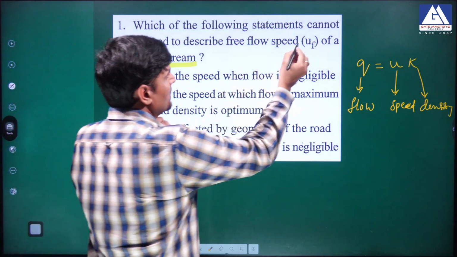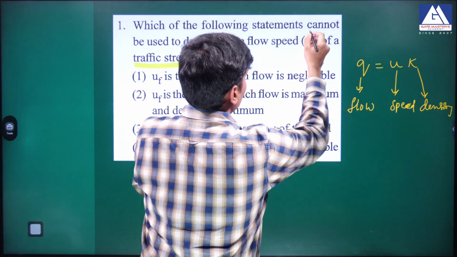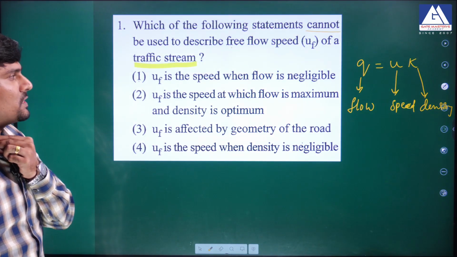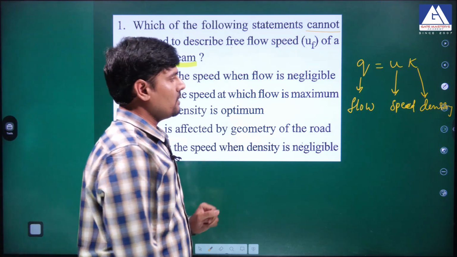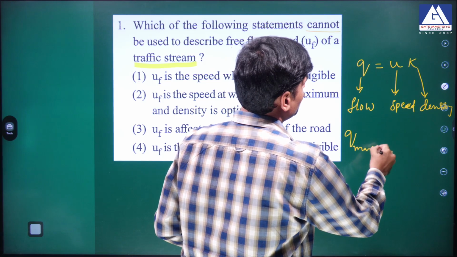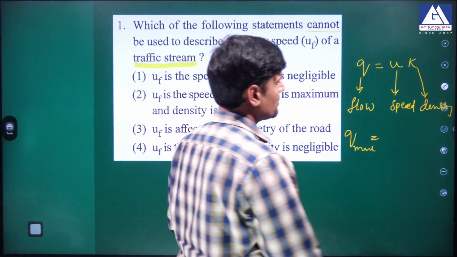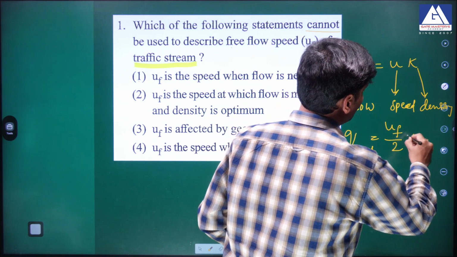The question indicates which of the following statements cannot be used to describe the free flow speed condition. This free flow speed can only occur when the flow is maximum. So therefore, this linear equation changes to something like this: Q max is equal to UF divided by 2 into KJ by 2.